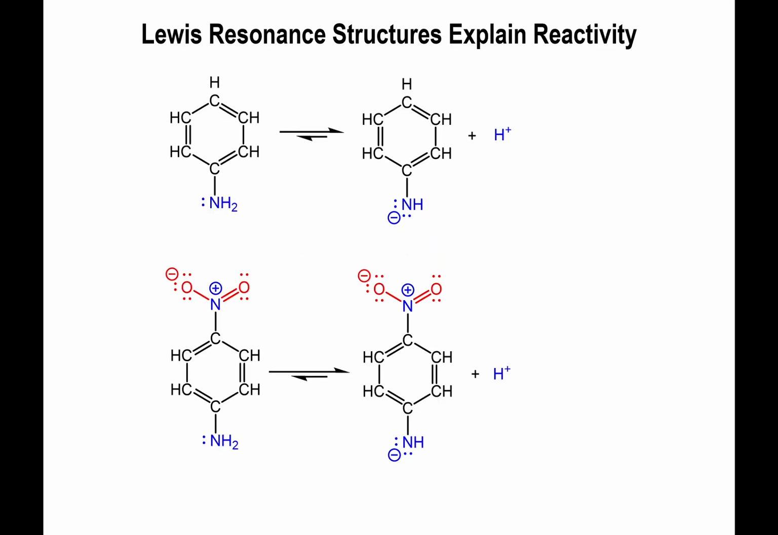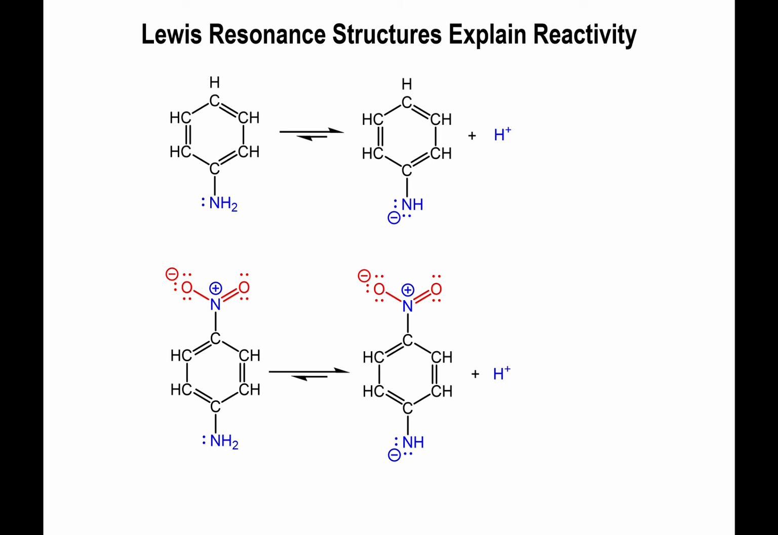Another thing that resonance structures can do for us is explain, or at least give us a means of explaining, why the reactivity of molecules takes place the way it does. So to give you an example, we could have this molecule over here known as aniline, which contains this aromatic six-member ring bound to an NH2 fragment. And we could have the same molecule down here, but in addition to all of the aforementioned, we also have an NO2 fragment, completely opposite to the NH2 fragment.